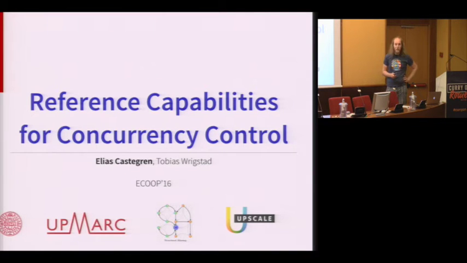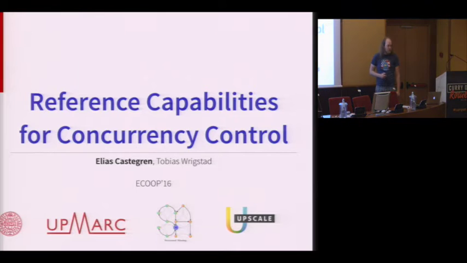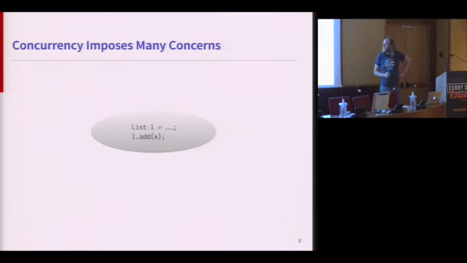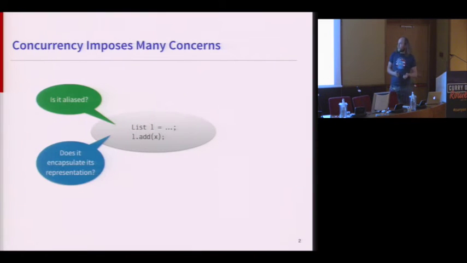Thank you, Julian. Yes, so I'm here to talk about reference capabilities and how we use these to program in an object-oriented fashion in a concurrent setting. Whenever you go to use a data structure or an object, apart from the obvious question of whether the thing is correctly implemented, you have to ask yourself things like, is this thing aliased? And does it encapsulate its representation?